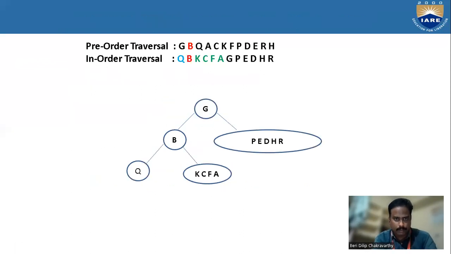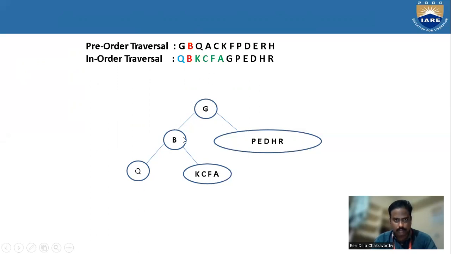Observe here. So B is my root node, and in order, the left of B is Q, and the right of B is KCF. Okay, we are just writing it. For B, the left is Q, and right is KCF. I hope you are getting it.